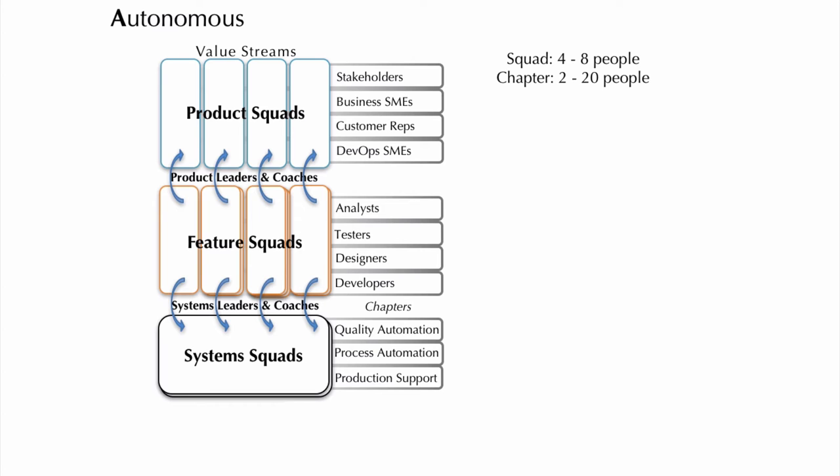Systems squads each also identify a pair of servant leaders. Systems squads treat feature squads as customers for their services and also as service providers for changes to the features of their services. And that is DevOps.